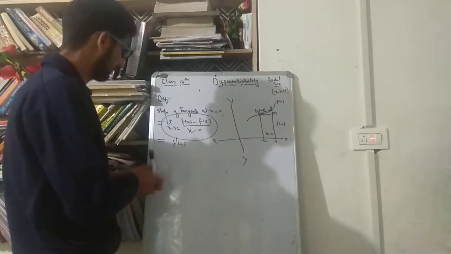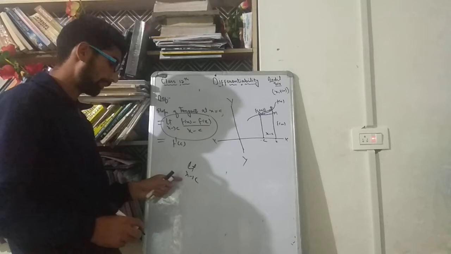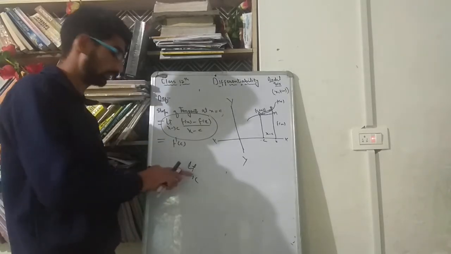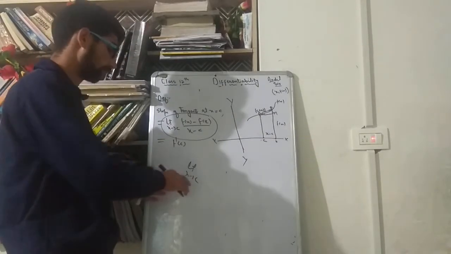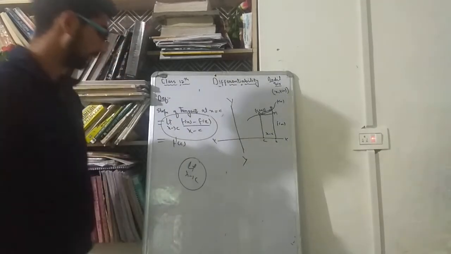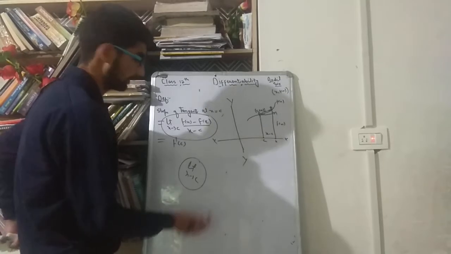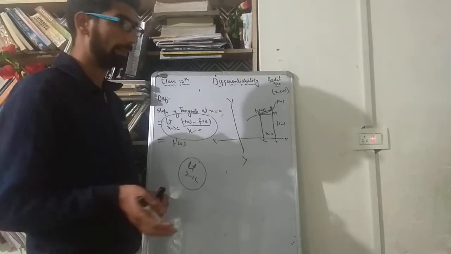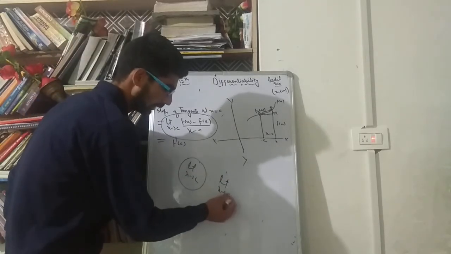We know that this limit, x tends to c, means the values of x are either less than c and approaching this c, or greater than c and also approaching c. When I talk about the values of x that are less than c, I am actually talking about the left hand limit.